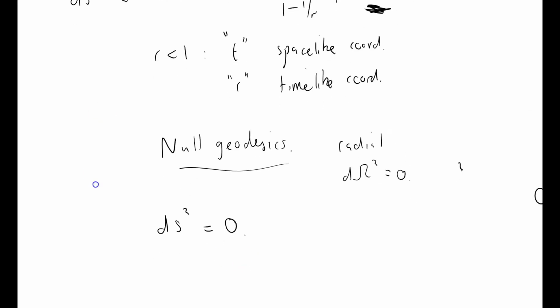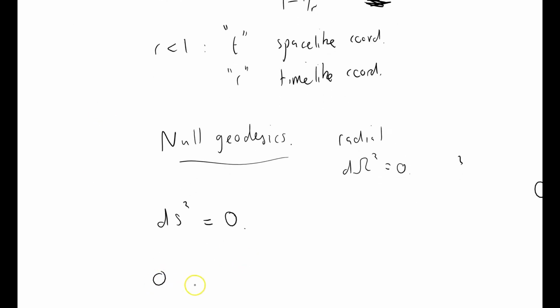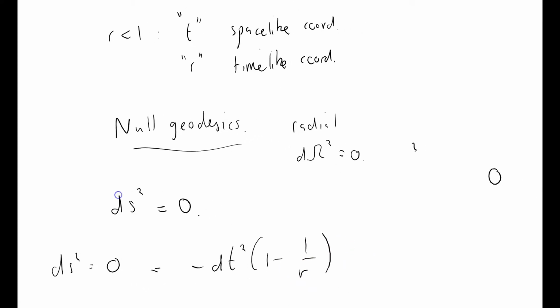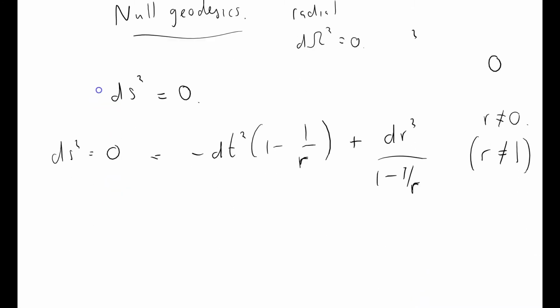So I can just write out my Schwarzschild metric. So that's ds squared equals 0 equals minus dt squared times 1 minus 1 over r plus dr squared over 1 minus 1 over r, provided that r is not equal to 0, not equal to 1. If r equals 1, and I guess r is not equal to 0 as well, because if r is equal to 0, we've got these reciprocals to deal with.